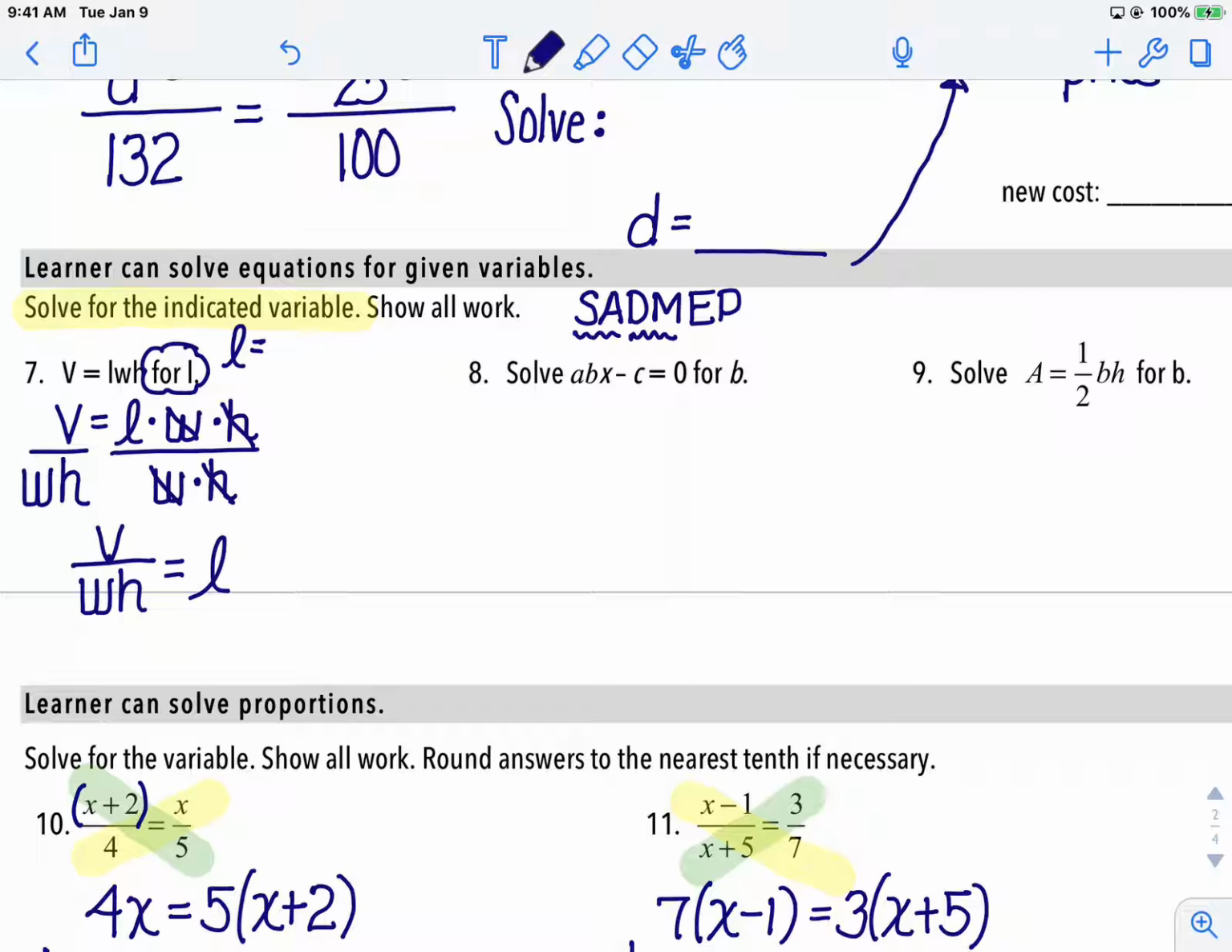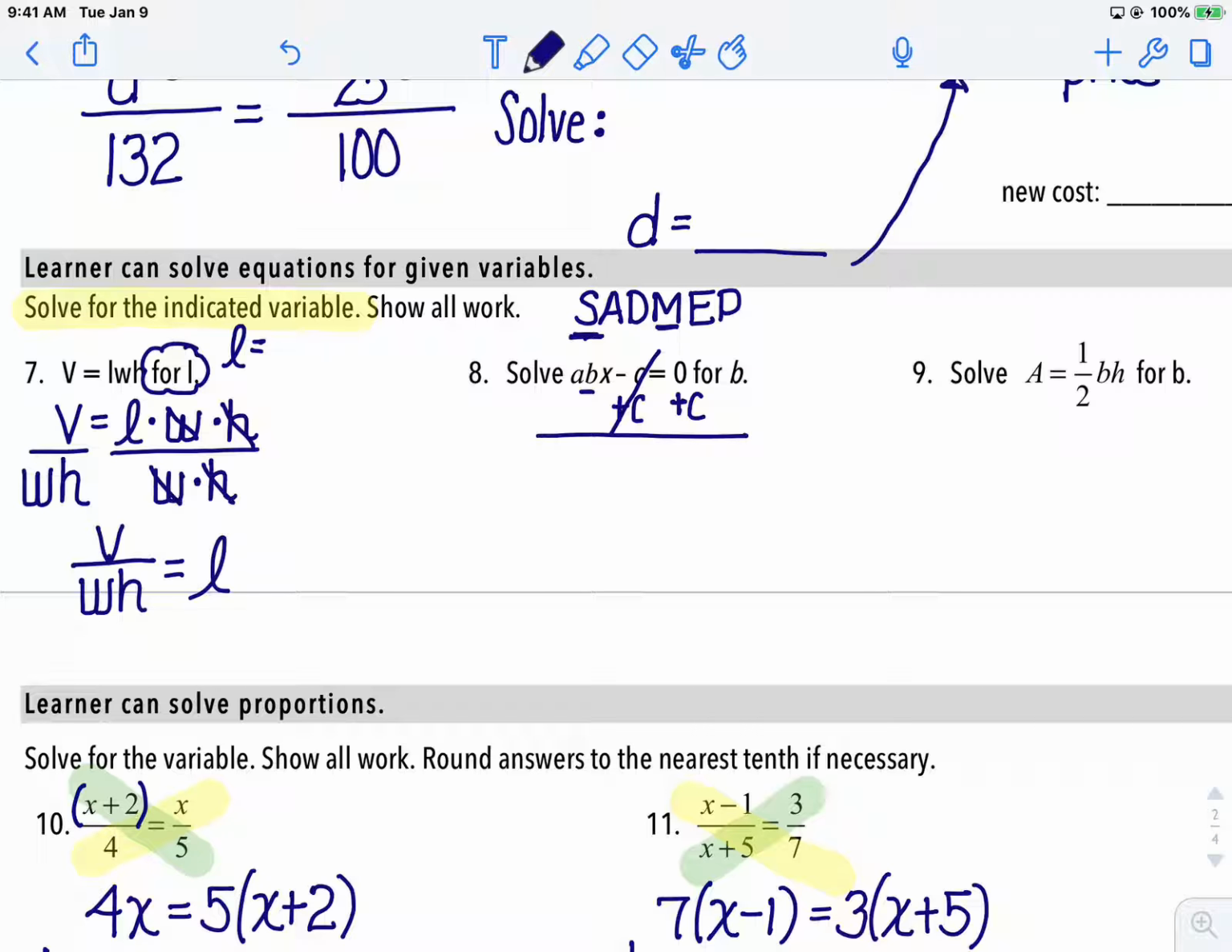Okay. So now let's take a look at number 8, and number 9 you're going to work through on your own. But in number 8, I see 2 things happening in order to get that variable b all alone. So I might want to underline b and see what's happening. I see multiplying on b, and I see subtraction happening on that side. We know that the first one we're going to have to undo is the subtraction. So in order to get that b alone, I'm going to have to add a c to this side and add a c to that side.